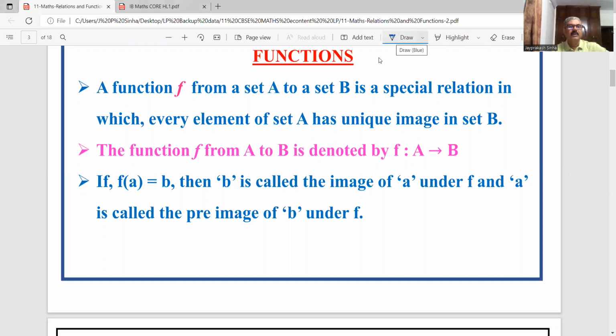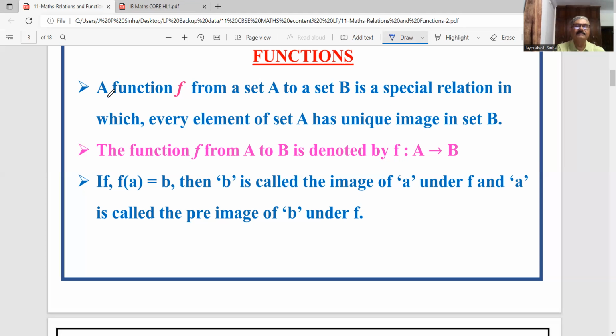So a function f from a set A to a set B is a special relation. A function is also a relation, but it is a special relation. A function f from a set A to a set B is a special relation in which every element of set A has a unique image in set B. So what is the important point here?